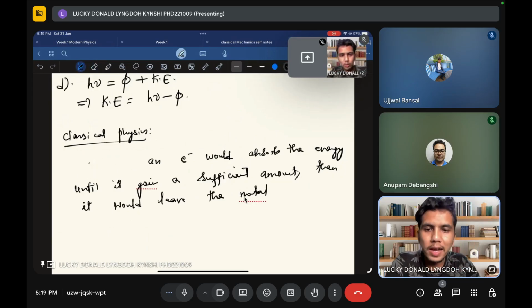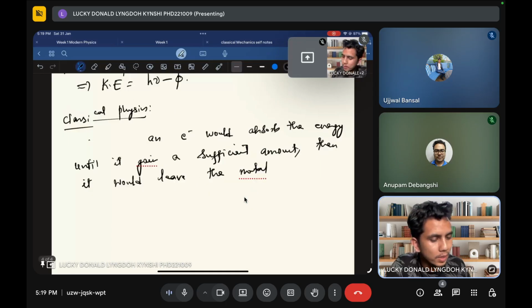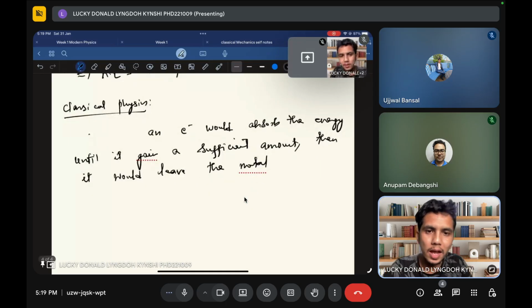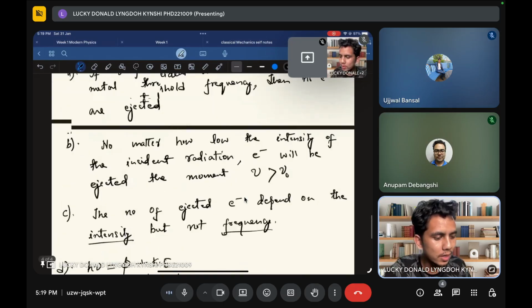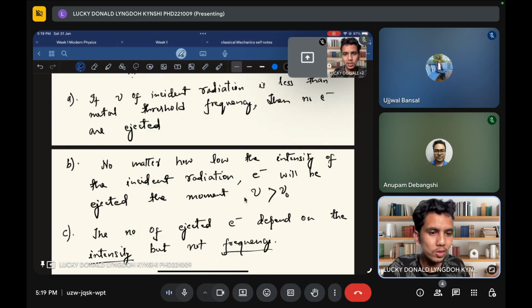But is it true that an electron will absorb the energy until it gains a sufficient amount, then it will leave the metals? That means, let's say if your energy is less and you keep shining it for 1 day, then after 1 day the electron will get a sufficient amount of energy, and after 1 day your electrons will be ejected. But observation is not so, right? Observation says that as soon as you shine light, and if it is greater than the threshold frequency, then instantaneously your electron will be ejected. It does not depend on 1 day, 2 days, 3 days. As soon as your light is greater than the threshold frequency, your electrons will be ejected.